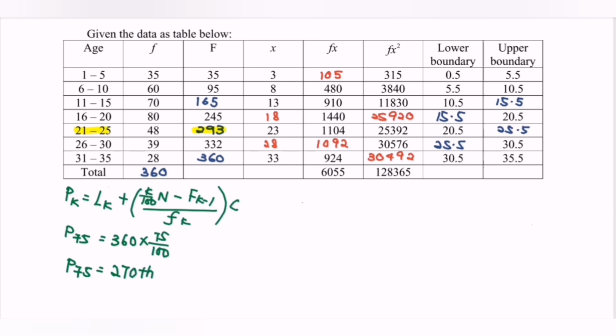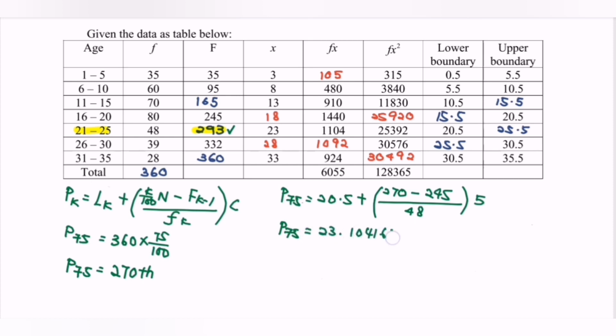So where is the location for 270? The location will be around here. So here we have the class, which is 21 to 25. Kindly substitute the value. So P75 is equal to where we have the lower boundary 20.5 plus the situation 75 percentile. So the terms will be 270 minus the previous class, which is 245, over the frequency for that class, where we have 48, multiplied with the class size, which is equal to 5. So the P75 is equal to 23.1041667. If you round up the situation, the P75 is equal to 23.1. So that would be the situation for P75 or the 75th percentile.